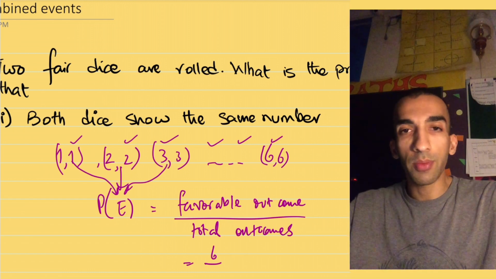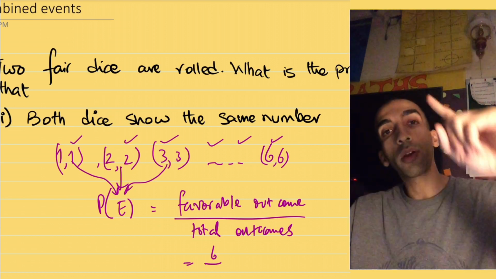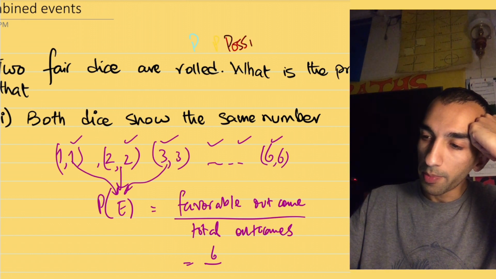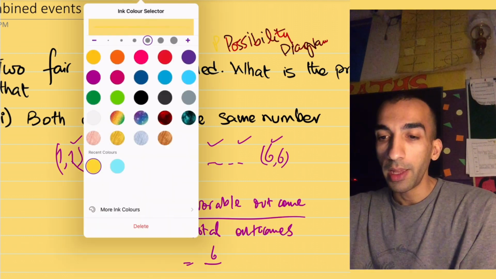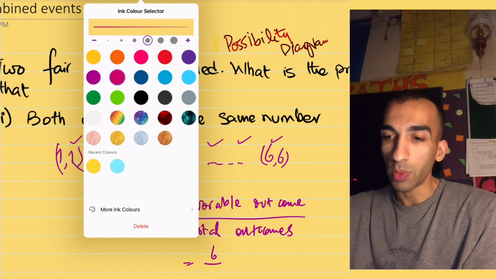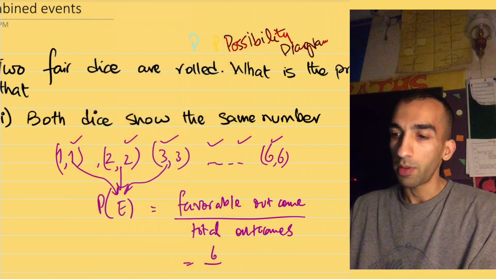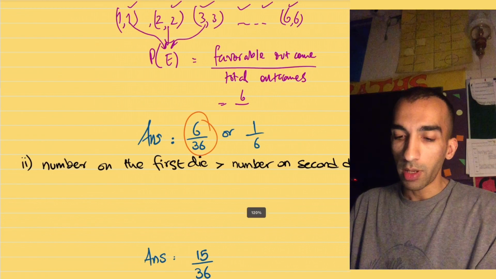Now, how many total outcomes do you have? This is where students get stuck. So for that particular reason, we're going to learn something called a possibility diagram. That is part of the course that is going to help you identify what we are supposed to do when we're stuck with such a question and how to get out of such a problem. Now the answer was 6 by 36. We're going to come back to it after a little while.